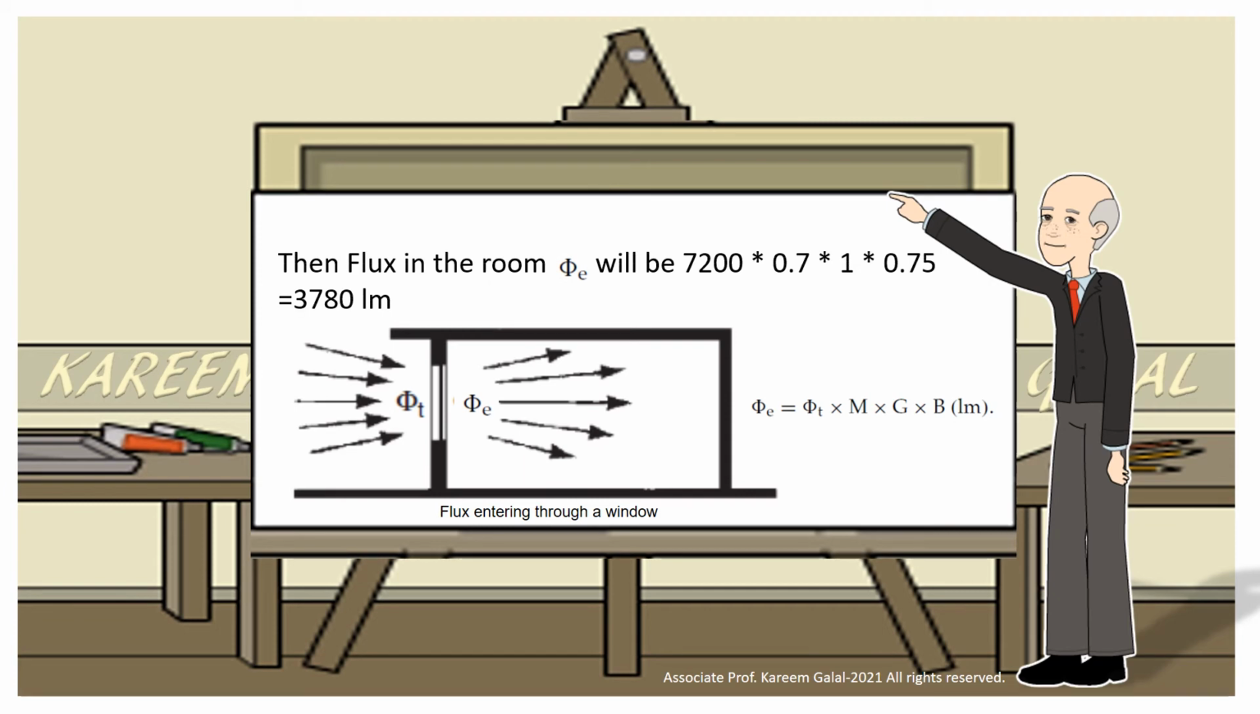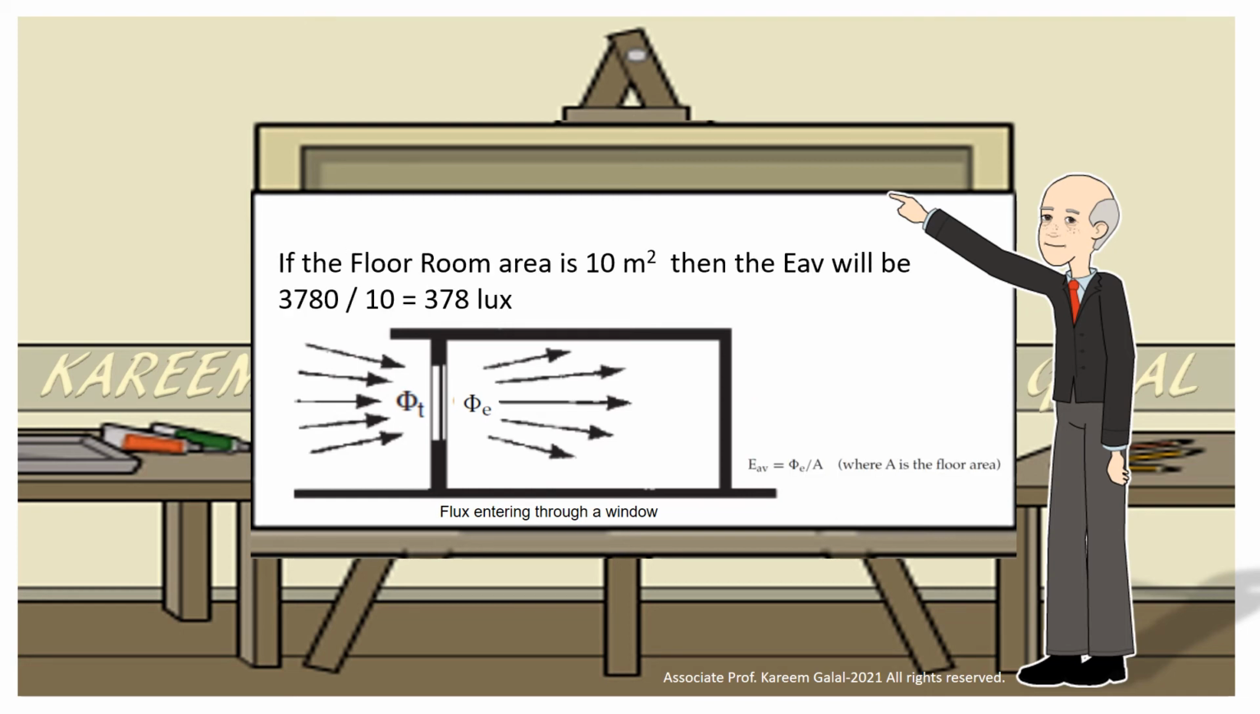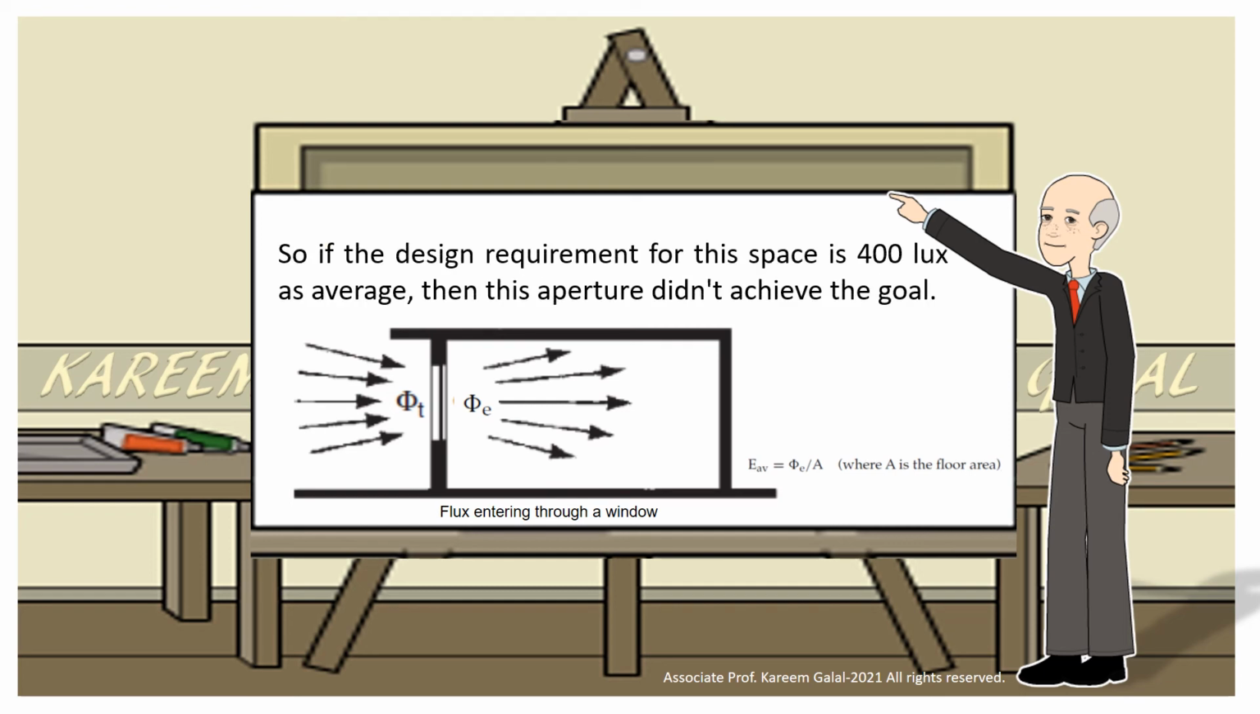Then flux in the room phi E will be 7200 by 0.7 by 1 by 0.75 equals 3780 lumen. If the floor room area is 10 meters square, then the E average will be 3780 over 10 equals 378 lux. So if the design requirement for this space is 400 lux as average, then this aperture didn't achieve the goal.